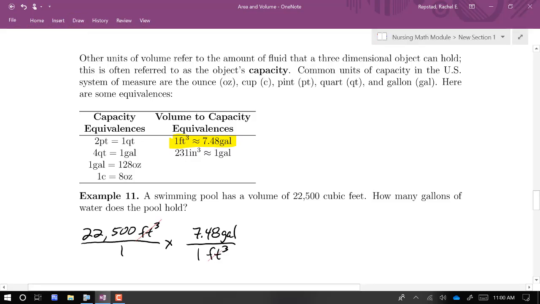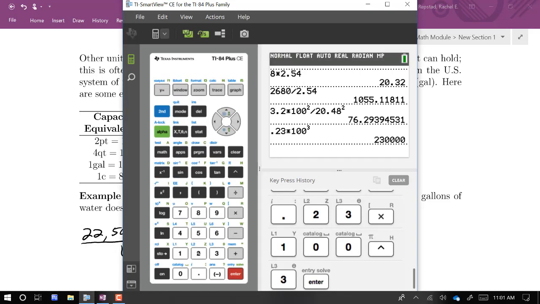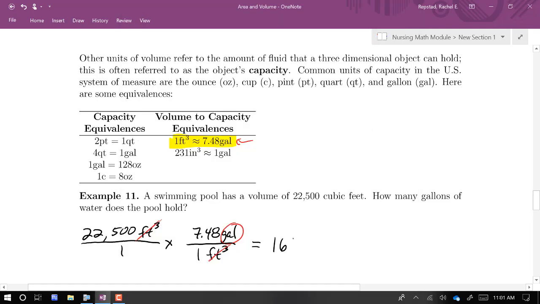Notice the feet were already cubed in this equivalence. I didn't have to cube anything, so I'm not imposing any exponents. I'm not cubing anything in this fraction because the units already worked out. And I'm left with gallons. So we have 22,500 times 7.48, and I have 168,300 gallons.